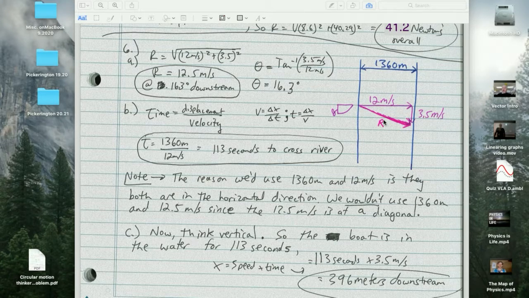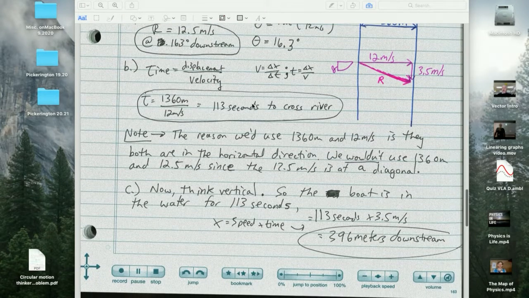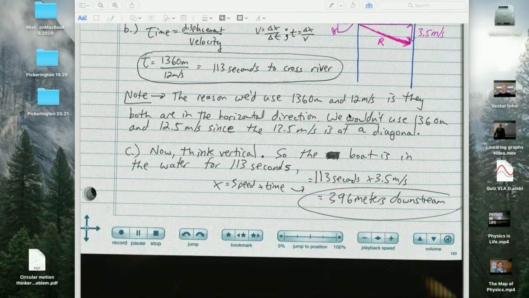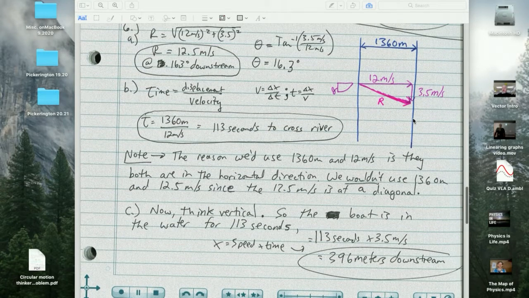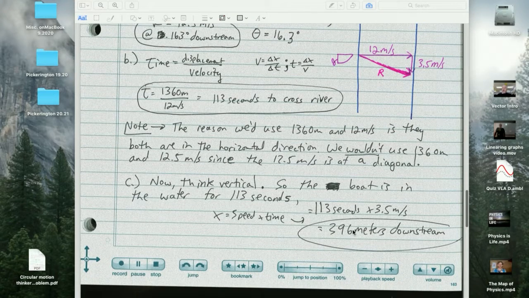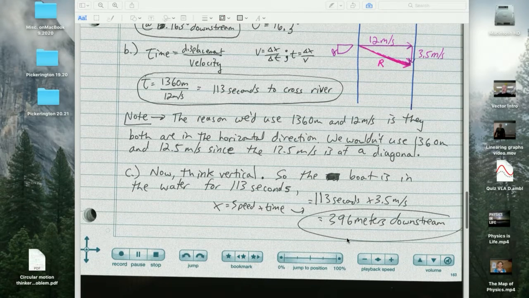If you mathematically could figure out what this would be at the diagonal at this angle downstream, you could use this 12.5 meters per second and that resultant distance, and you get the same answer as we get by using horizontal and horizontal. So at any rate, that gets me 113 seconds to cross. Why? Because distance divided by speed gives me time. And I talk about the reason we use 1360 and 12. Now the last part is asking how far downstream the boat was carried. Well, if it's in the water for 113 seconds, and every 1 second it's being carried downstream 3.5 meters per second, then that's somewhere close to 400 meters that it's carried downstream.